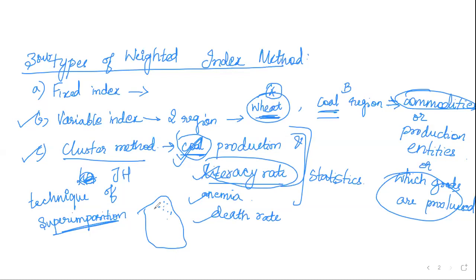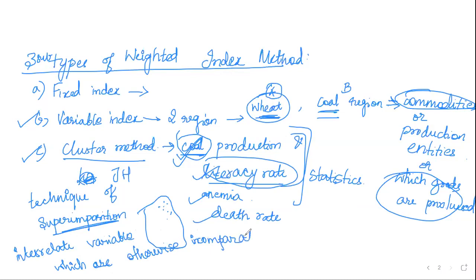That's why we call it the cluster method, where we can interrelate variables which are otherwise incomparable. So if I'm talking about incomparable quantities, incomparable data, how can I compare them? I can compare them using the cluster method by the technique of superimposition.